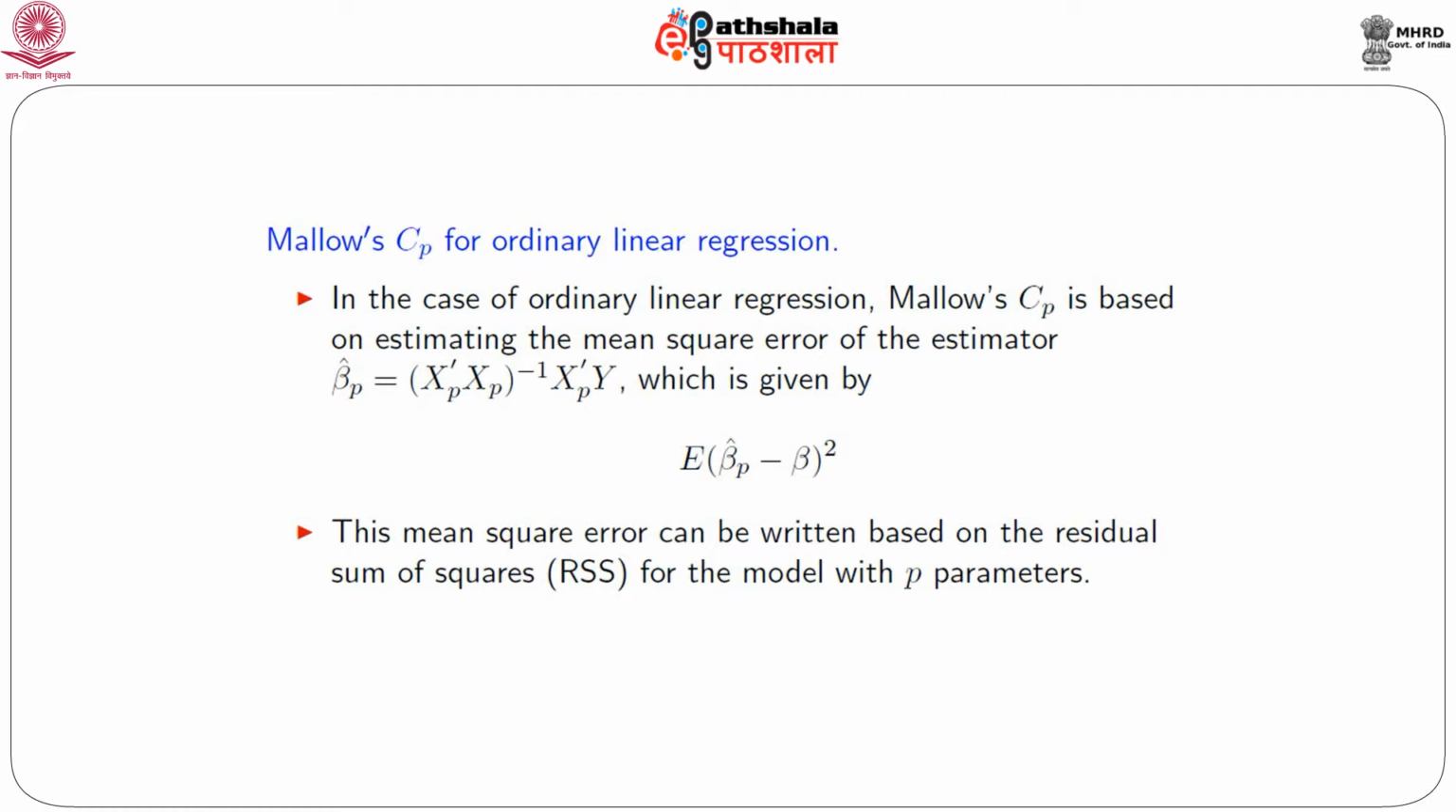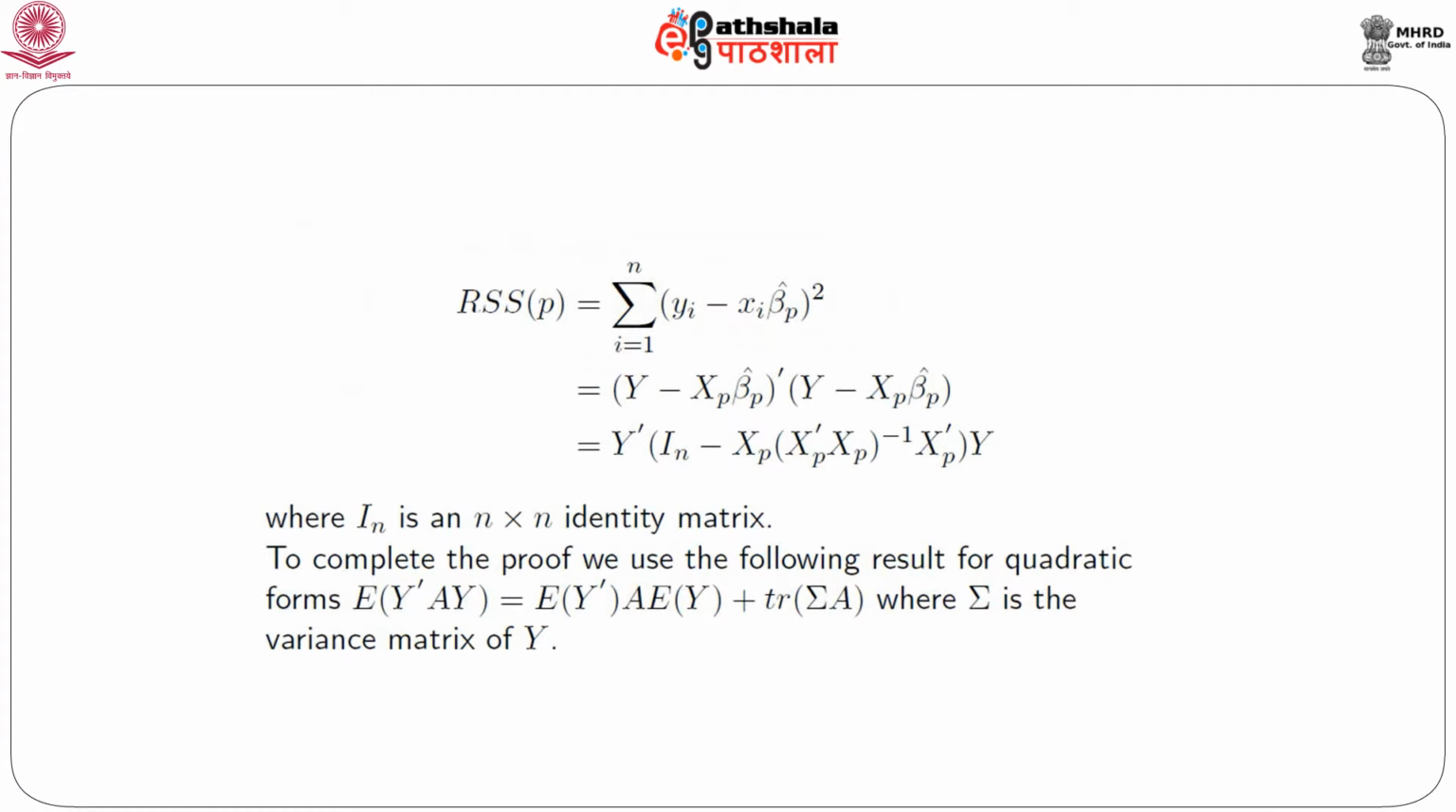This means the square error can be written based on the residual sum of square for the model with p parameters. So, the residual sum of square p equals summation i equals 1 to n of (y_i minus x_i beta p hat) whole square, which can be written as (y minus X_p beta p hat) prime (y minus X_p beta p hat), which equals y prime times (I minus X_p (X_p prime X_p) whole inverse X_p prime) y, where I_n is an n by n identity matrix.